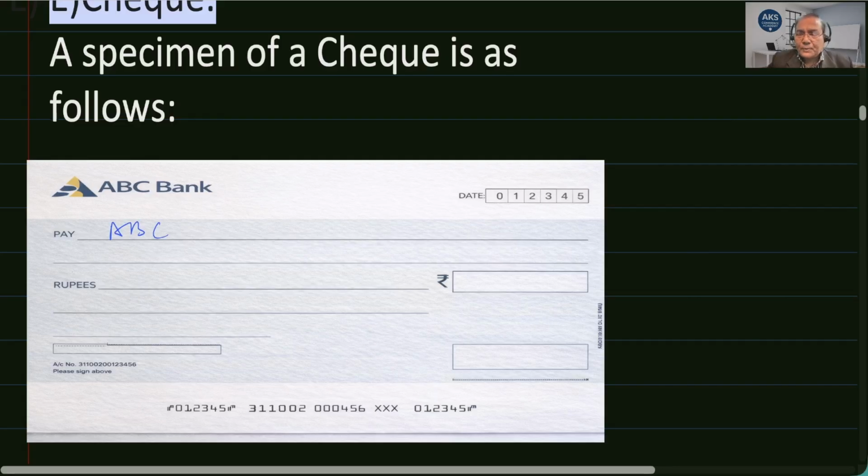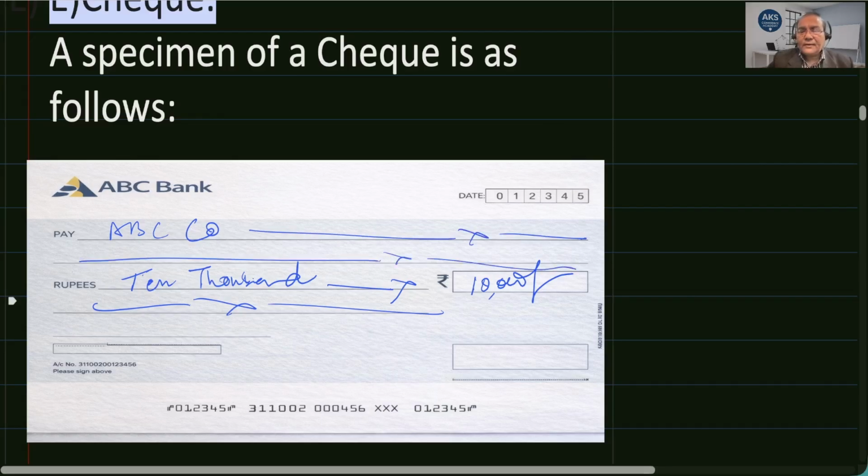Then there will be rupees. If it is 10,000 rupees, you write 10,000 in words. Then there is the amount as well, so the amount has to be written. Then rupees 10,000. Then let's say this is to be cut, ABC company. Then this is also cut. All right. And then there is the account number.